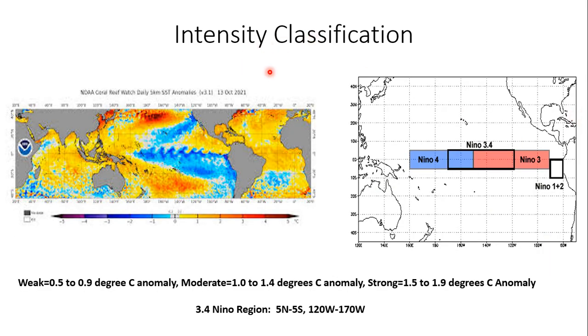Looking at the intensity classifications, again, as a reminder, these are the classifications. There's weak La Ninas, 0.5 to 0.9 degrees Celsius below normal anomaly in the Nino 3.4 region. Moderate La Nina between 1 to 1.4 degrees Celsius below normal. The strong La Nina would range from 1.5 to 1.9 degrees Celsius below normal water temperatures right here in this Nino 3.4 region. By the way, the Nino 3.4 region is defined by these particular latitude lines and longitude lines.